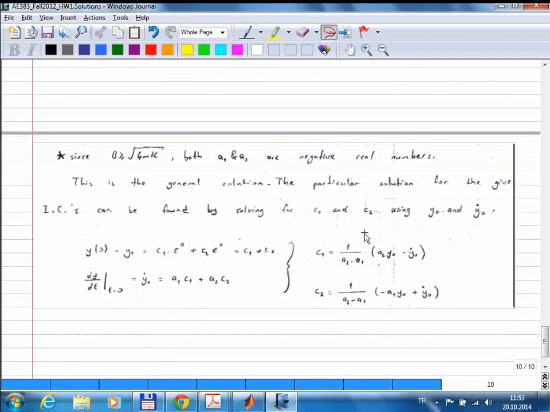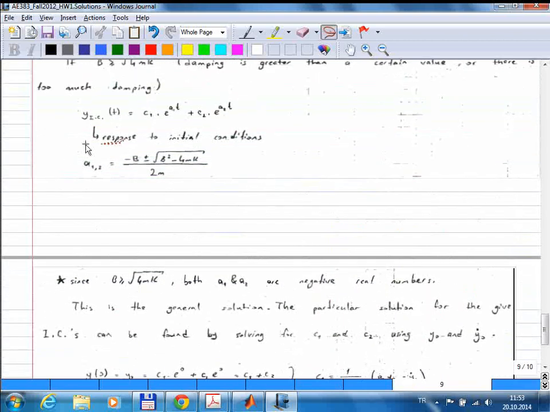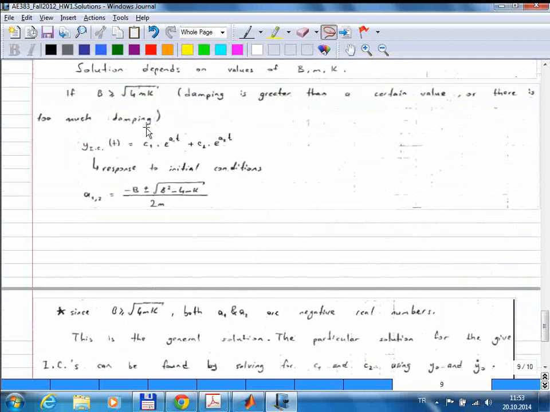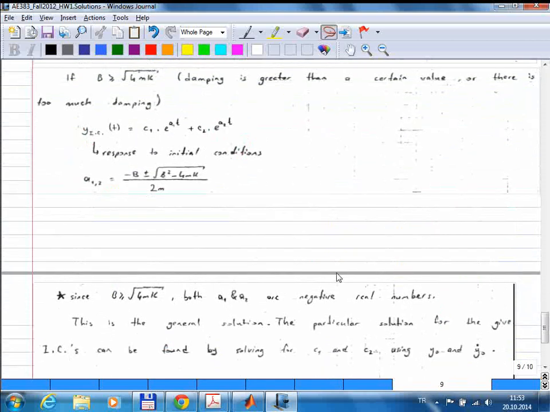Okay, and if you do that, this is what you get. C1 and C2 are given by these parameters. So that's it, you have a solution, right? You insert these C1 and C2 parameters, and A1 and A2, into this expression, and that will give you how the position of the mass will change when released from these certain initial conditions.